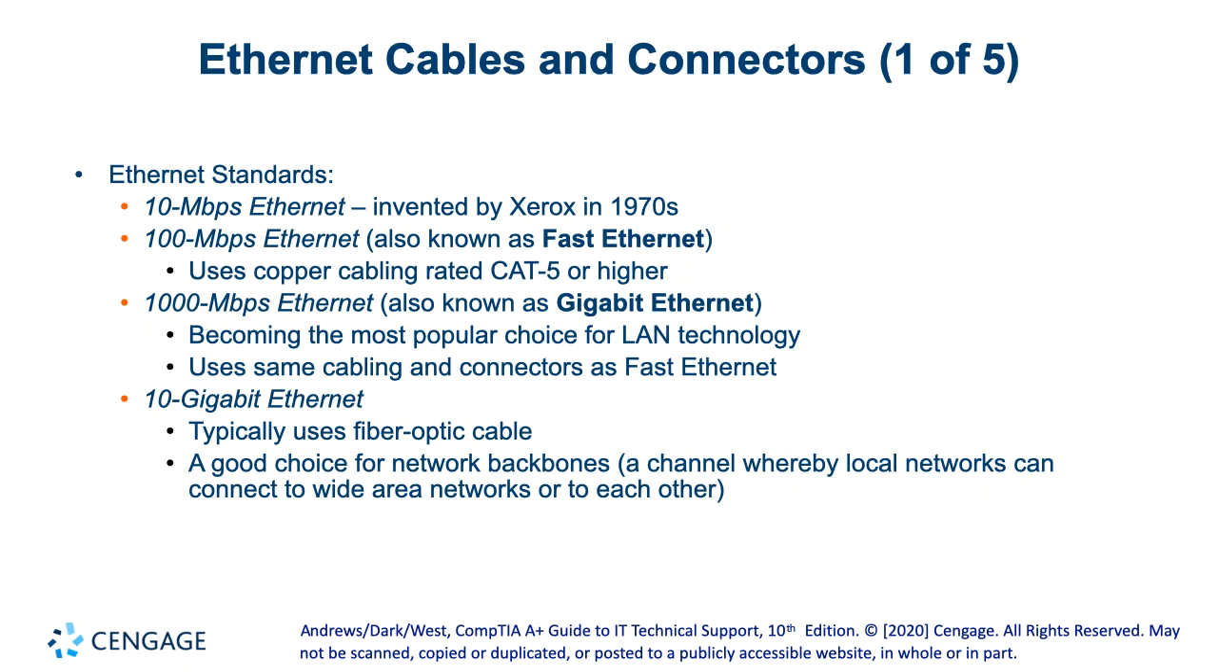Ethernet was invented in 1970 by Xerox and was limited to speeds of 10 megabits per second. Fast Ethernet came along at 100 megabits per second and requires Cat5 or higher copper cabling. Cat5 means Category 5. Today, most of us use gigabit Ethernet, or 1000 megabits per second, which also requires Cat5 or higher, but most of us use Cat6 or higher.